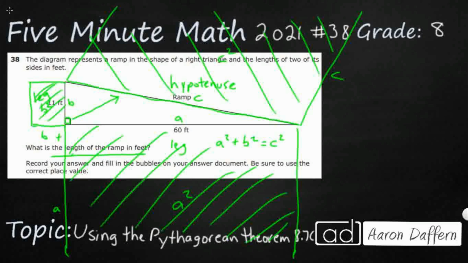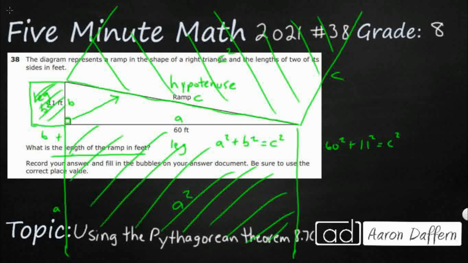So a squared plus b squared equals c squared. Well, that helps me out because my a is 60, so I'm going to say 60 squared plus my b is 11. So I'm going to say 11 squared equals c squared.